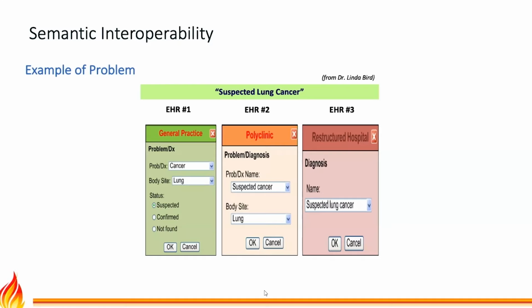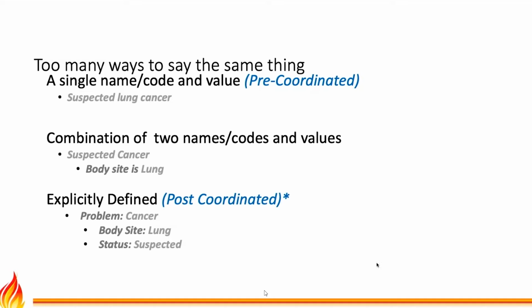Now, many of you know that how that gets stored is 3 different ways, and this is called pre-coordinated and post-coordinated. If everything is all in one line, like suspected lung cancer, that's called pre-coordinated. Then there's the combination of 2, when you do suspected cancer, body site is lung. But if you have it very explicitly defined, which we call post-coordinated, each line item is stored separately. You don't have to create your user front end to match how you store it. You can create user front ends that are pre-coordinated for them but actually get stored differently. But most people tend to create the front ends to match how it's stored in the database.